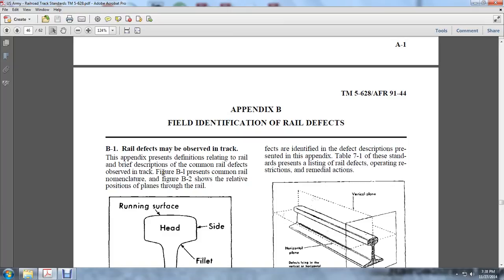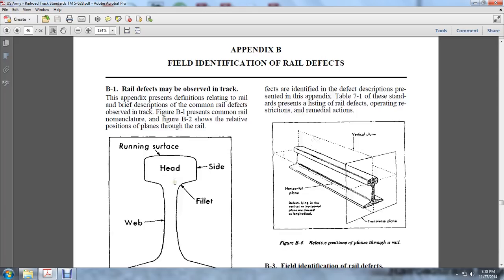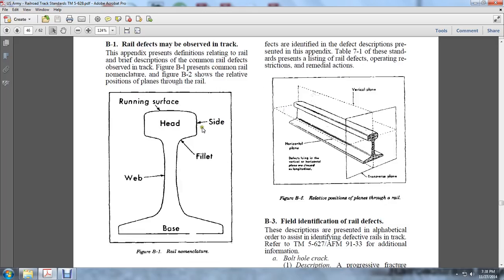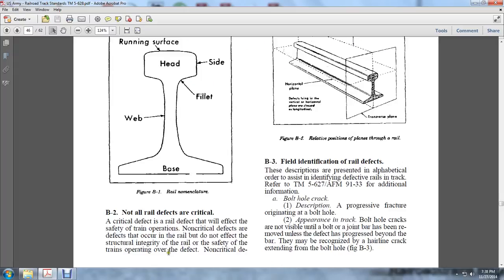Figure B1 represents a common rail nomenclature. B2 shows the relative positions of the planes through the rail. You have your running surface, your head, your side, your fillet, your web, and the base. And that is rail nomenclature. But B2 does not show all the rail defects.